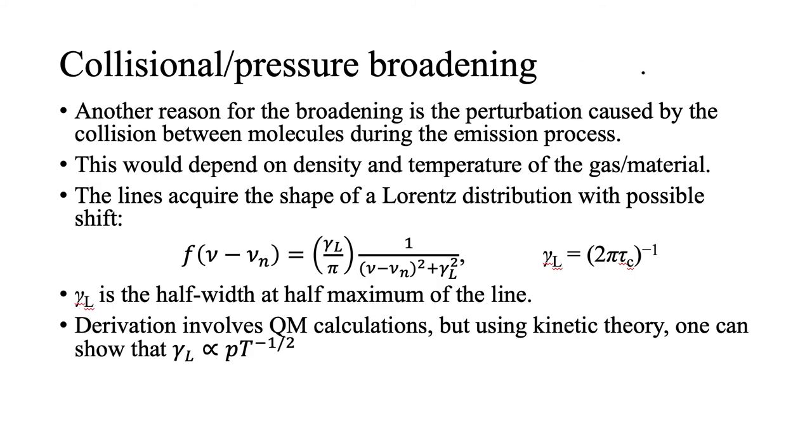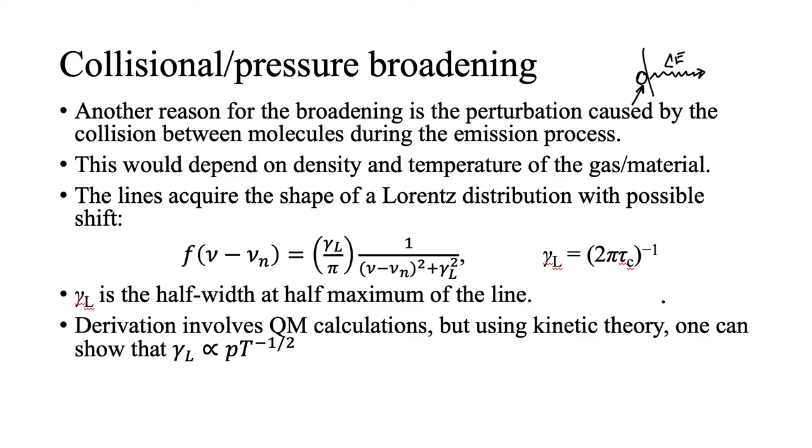So imagine this molecule here. It's emitting a photon, and in the process of emitting the photon, it gets hit by another molecule. And this process is kind of truncated, if you will, or it interferes with the emission of the molecule, and that messes with the energy and therefore the frequency that is emitted.